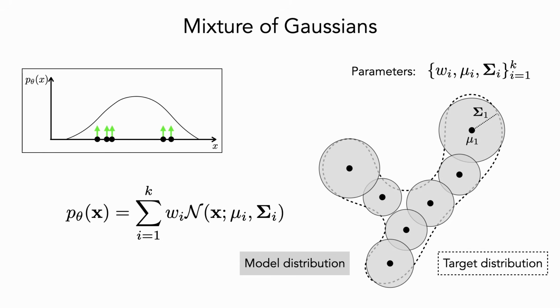The parameters of the mixture of Gaussians are the mixing weights, W, the means, and the variances, the covariances of all of the Gaussians in the mixture. In general, in high dimensions, the covariance will be a d by d matrix, where d is the dimensionality, and the mean will be a d-dimensional vector.